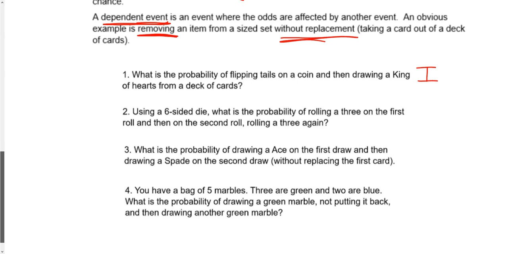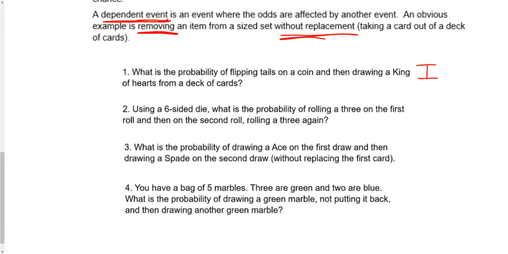Using a six-sided die, what is the probability of rolling a 3 on the first roll, and then on the second roll, rolling a 3 again? That's another example of independent. Why is it independent? It's because when you roll a die, the second roll is not affected by what happens first. Every side of the die has a chance of 1 in 6 of occurring no matter what. So it doesn't change just because we rolled a certain number.